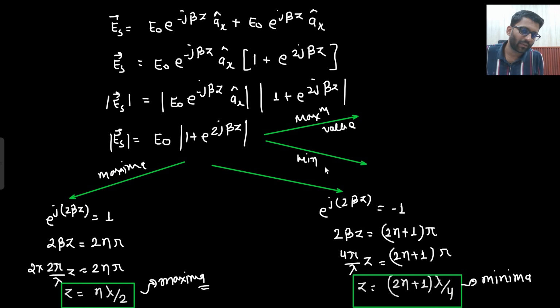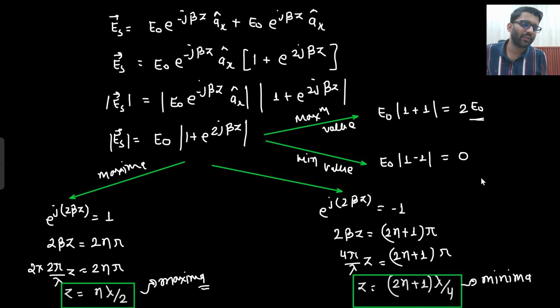And minimum value, what would that be? Sir, E naught will be E naught only. 1 plus, this can give me a maximum of 1. So what will be the answer, sir? 2 E naught. And the other term, 1, what can this give me? Minimum, minus 1, sir. So the answer will be 0. So the maximum value you know, the minimum value you know.